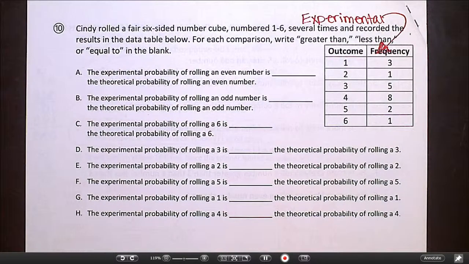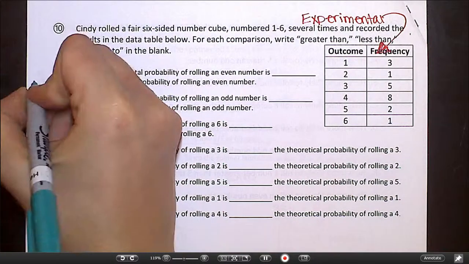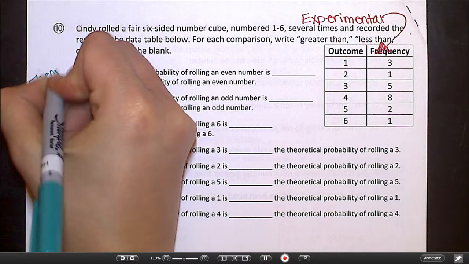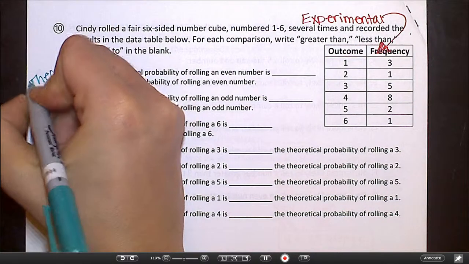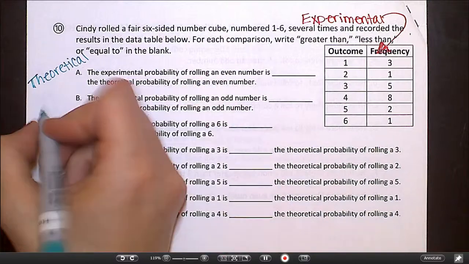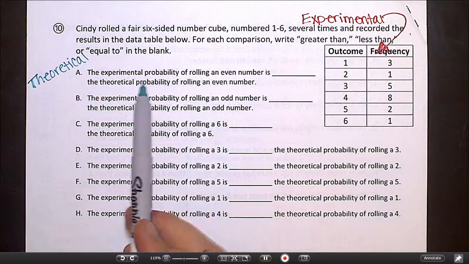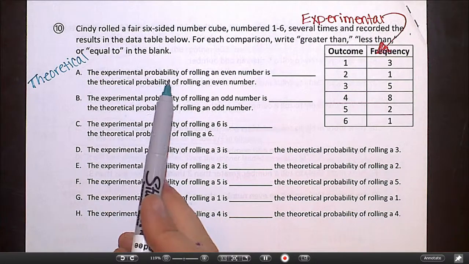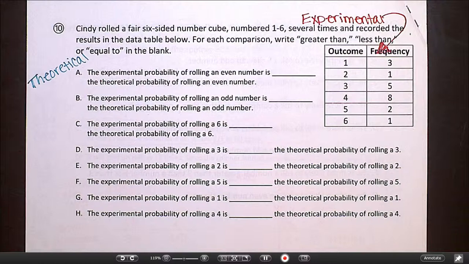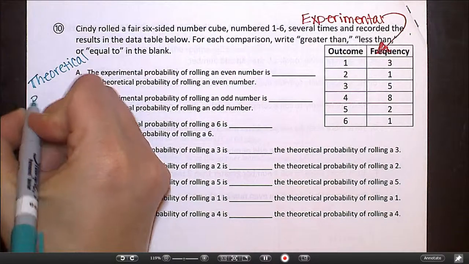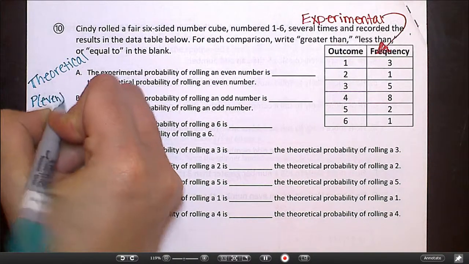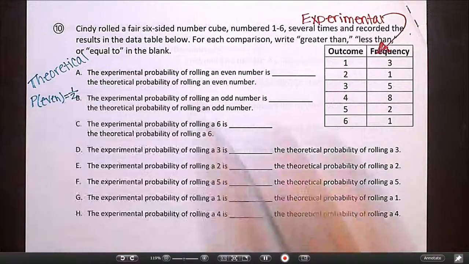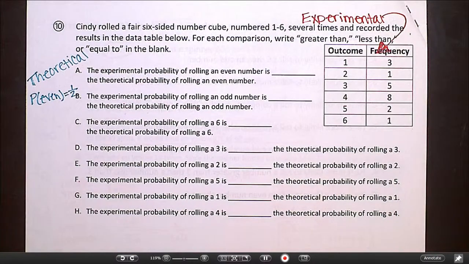Our theoretical probability comes from what we know. So theoretical, this is the math version. It's what should happen. So I'm going to list this here. I know that the probability of rolling an even number should be 1/2, right? 3 out of 6. That's theoretical. But let's look at the experimental probability.